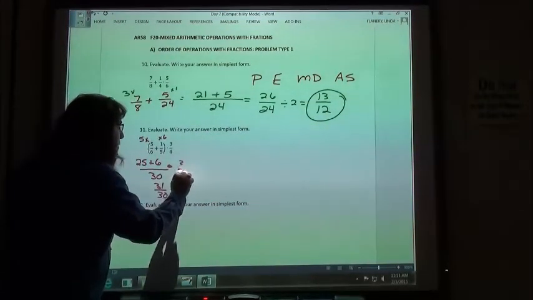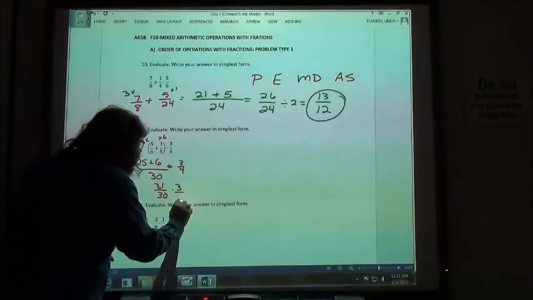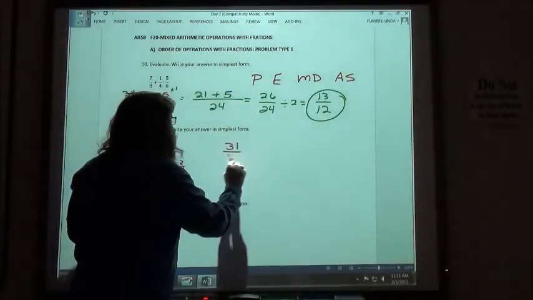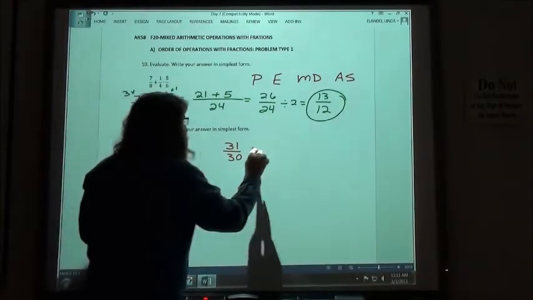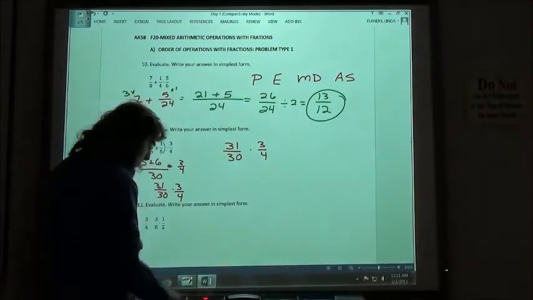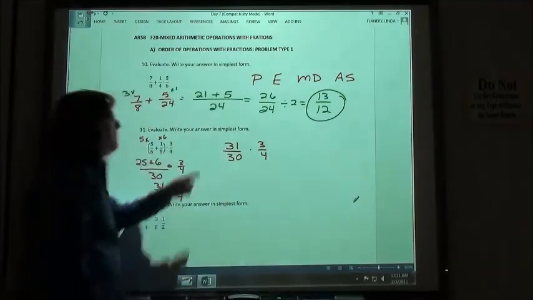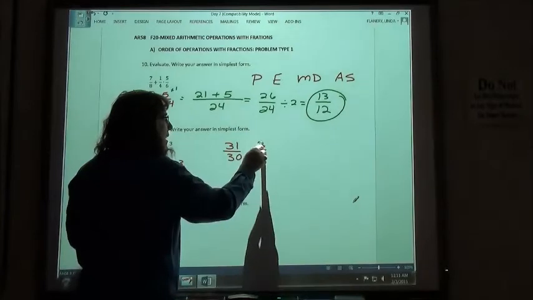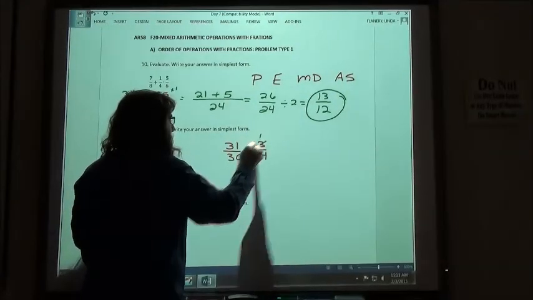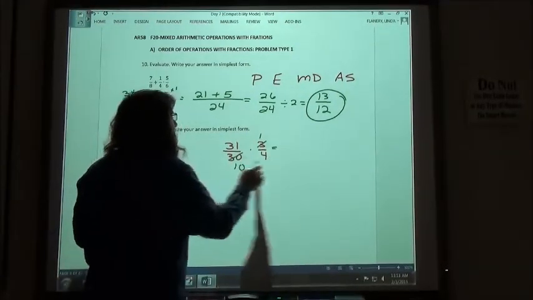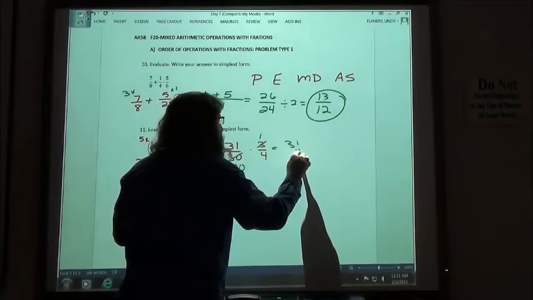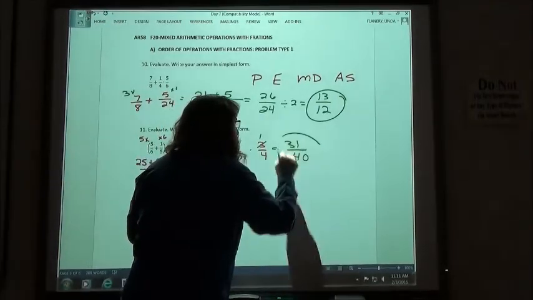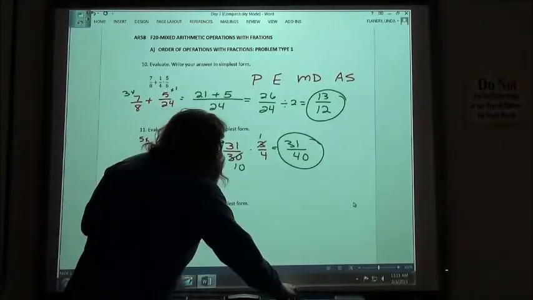We then have to times that by 3/4, so I'm going to bring that down. I'm going to rewrite it over here, since my writing's kind of small. 31/30 times 3/4. I'm multiplying, so I can reduce. Can't reduce the 31 with the 4, but I can reduce the 3 with the 30. 3 goes into here once and into here 10 times. So 31 times 1 is 31, and 10 times 4 is 40. So I get 31 over 40.